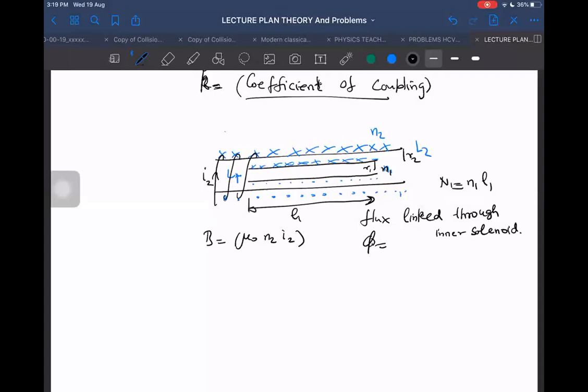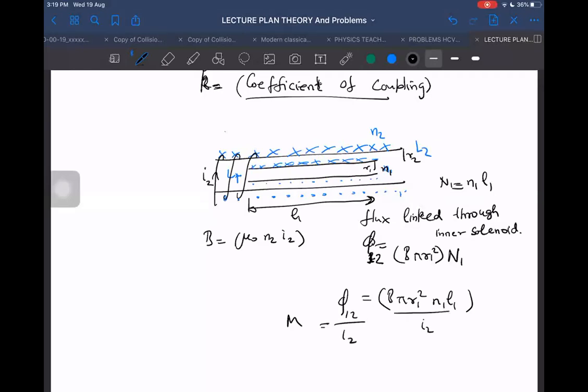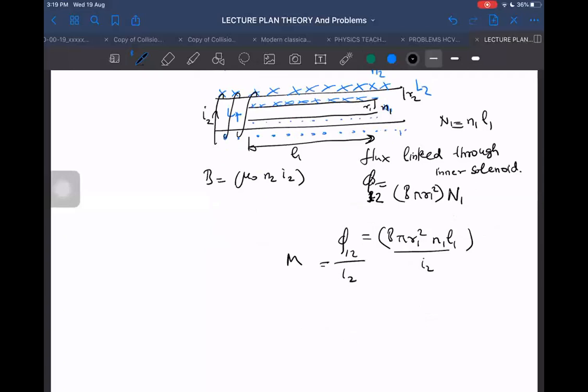So what will be the flux linked? B into pi R1 square for one turn. But I need the total number of turns, so don't forget this part. Into capital N1, which will be equal to B into pi R1 square into, in terms of small n1 into L1. This is the flux linked in 1 due to 2. Divided by I2 will be M upon I2. What is B upon I2? B upon I2 is mu naught into n2. So what we get finally is mu naught into n1 into n2 into pi R1 square L1. That only, I think.